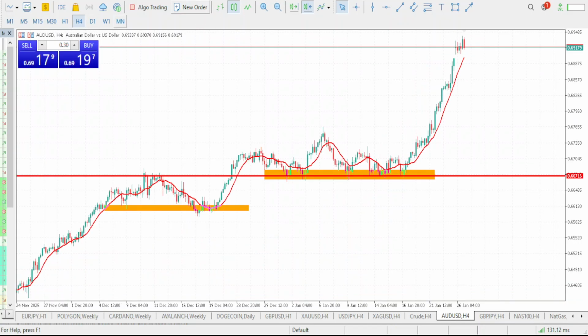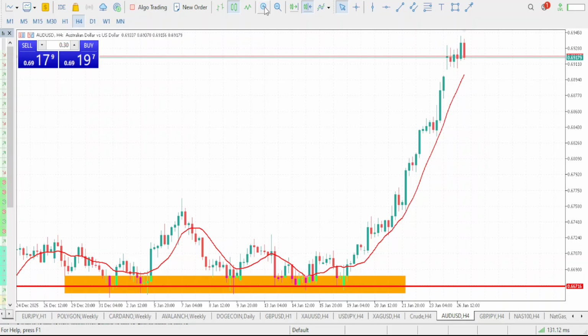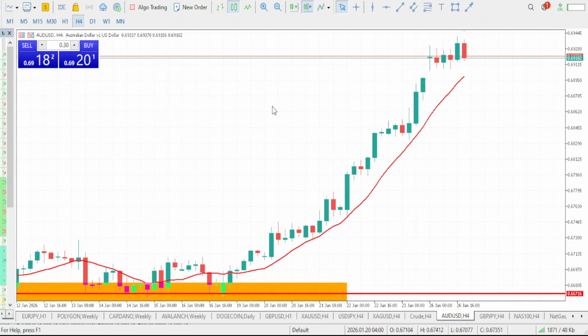So let's understand what our AUDUSD is doing. First things first, before we take a trade, we need to understand something, and that is the trend. Before you take any trade, you need to know what the trend is. As you can see here on our AUDUSD, we are in an uptrend move. It is very clear that the market is in an uptrend.